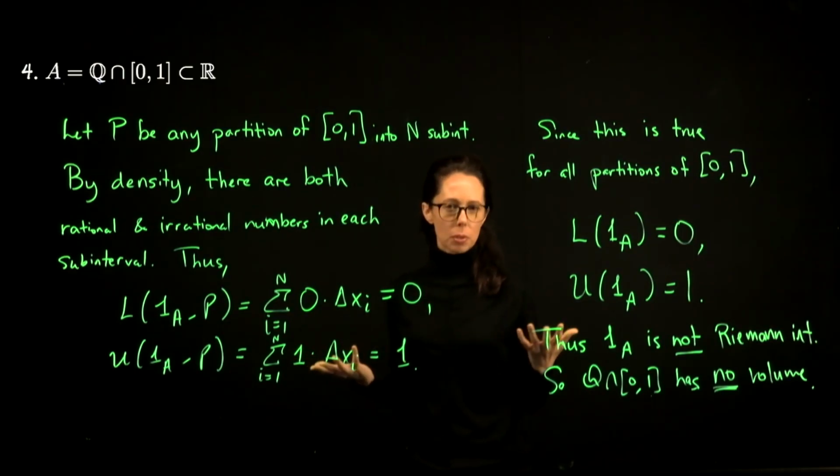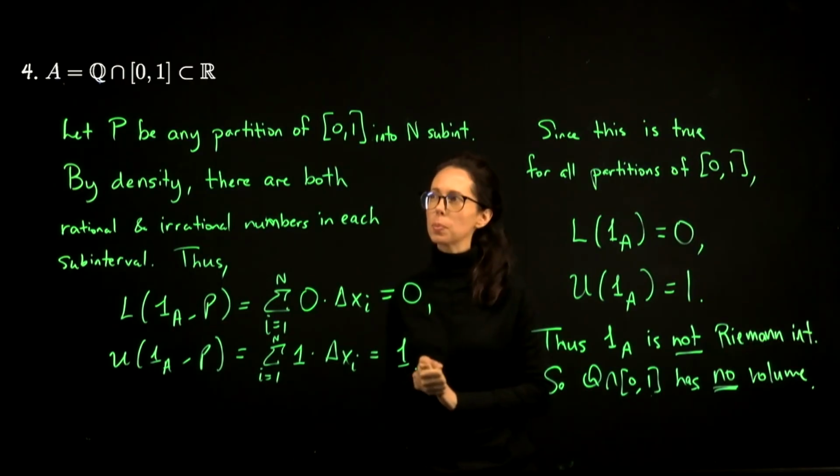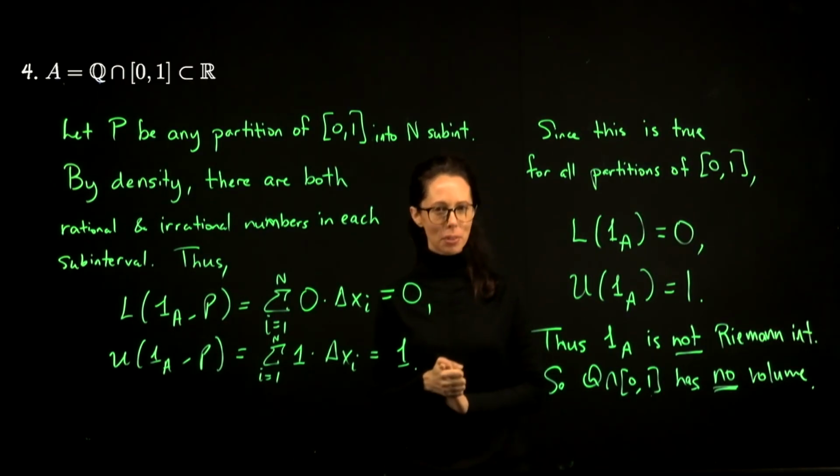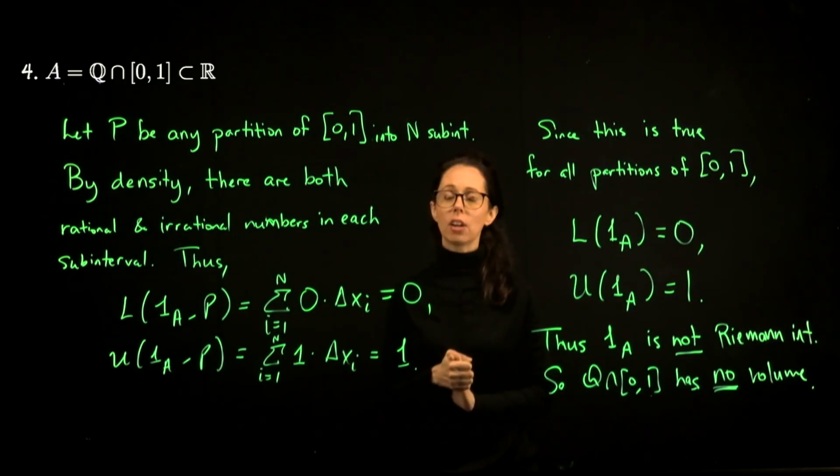What about the irrationals between 0 and 1? It would be the exact same style argument. I think at this point, we've probably done enough examples of sets on R, so let's just do one quick example for a set in R2.